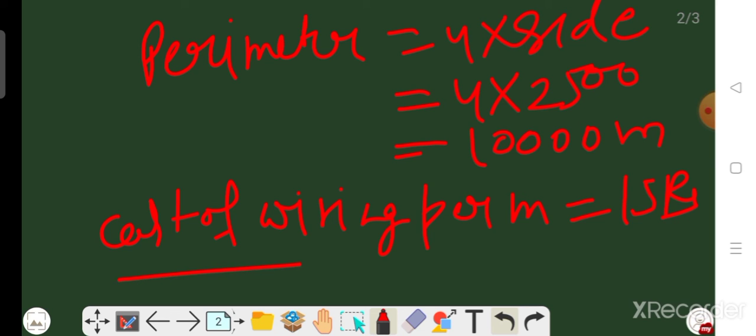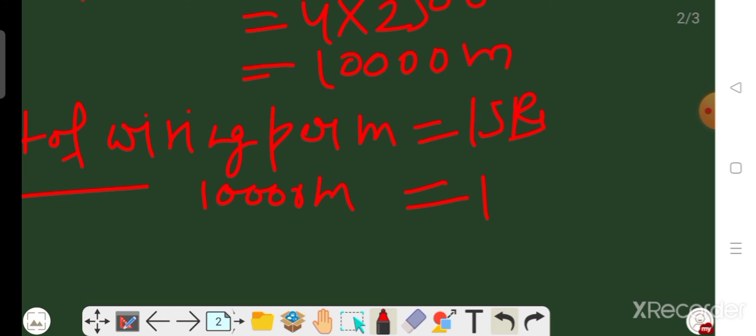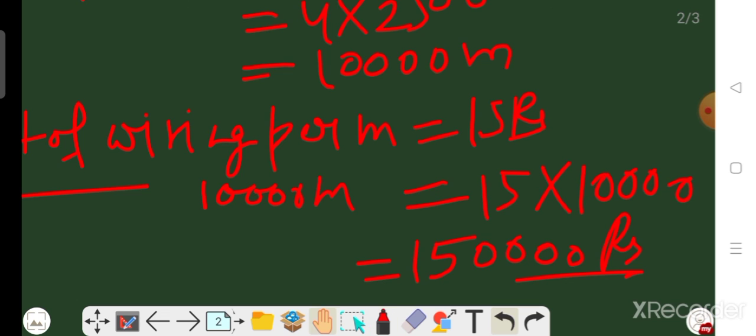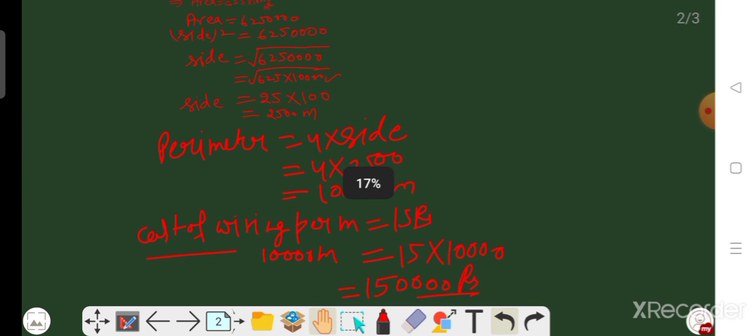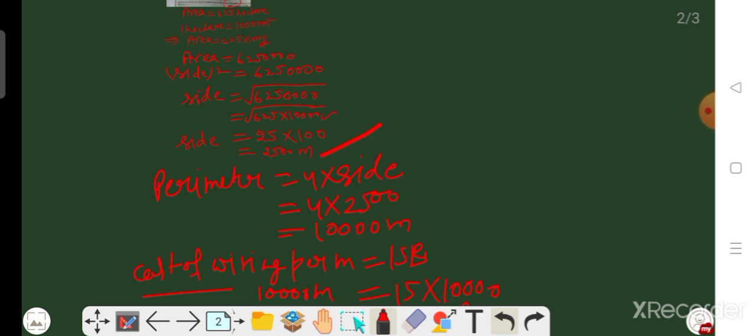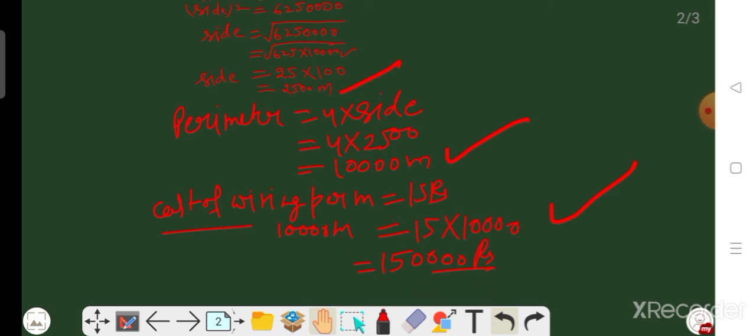So cost of wiring 10,000 meter is equal to 15 multiplied by 10,000, and that is 1,50,000 rupees. This is the required answer of your question number 4, beta. So this is the way: firstly, you have to find the side of the square field, then you have to calculate the perimeter. After that, you have to calculate the required amount of rupees. Now we will move on to the next question. Question number 5.